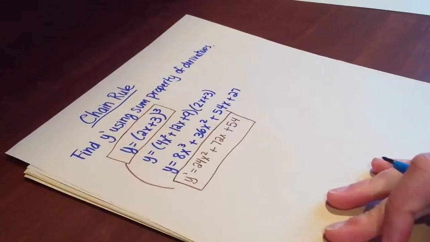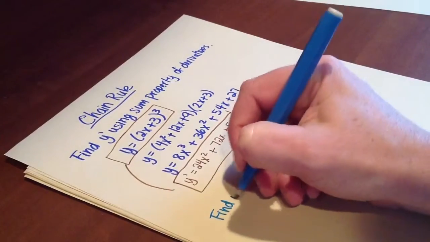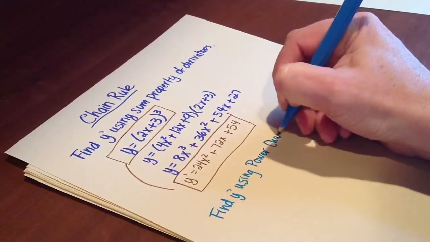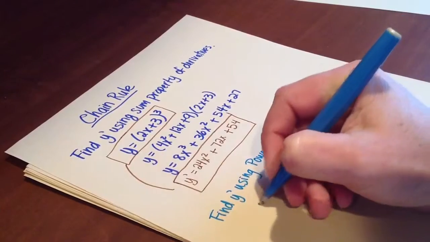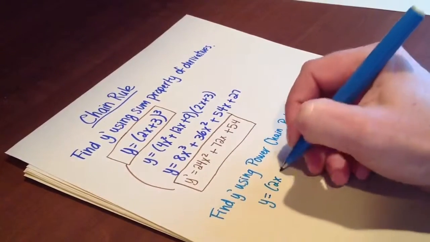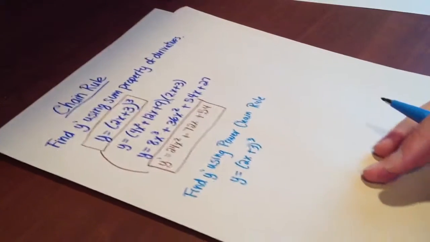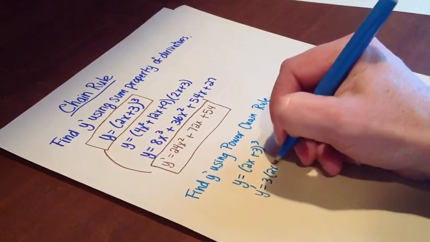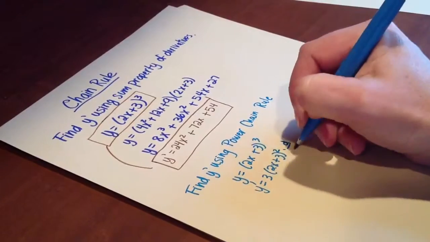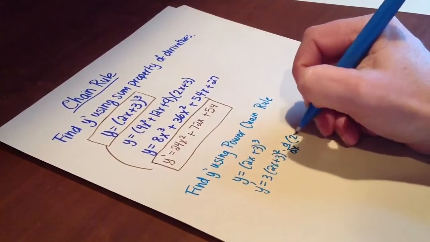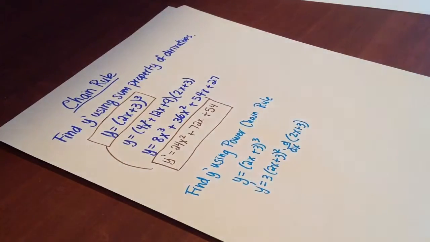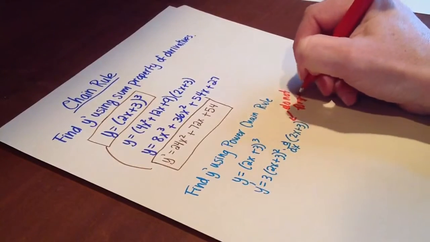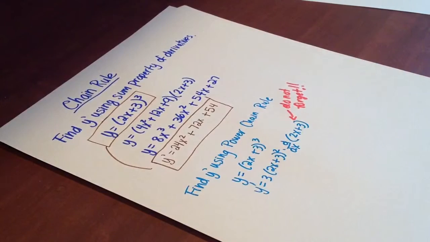Now we're going to find y prime using the power chain rule. The way the power chain rule works, you're going to take your function, 2x plus 3 to the third, and we're going to use the chain rule like we do. We're going to bring the 3 down times 2x plus 3 to the second, but then you need to remember always to take the derivative of the inside. This is very, very easy to forget. Do not forget to take the derivative of the inside when you use the power chain rule.